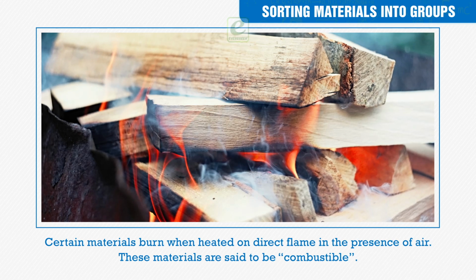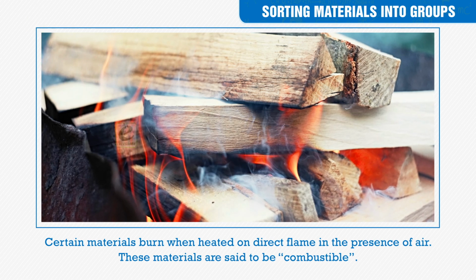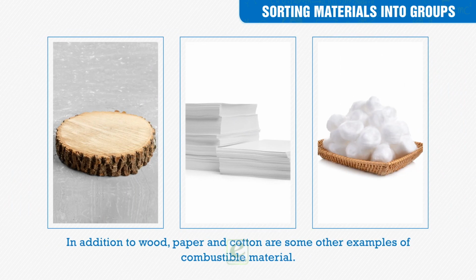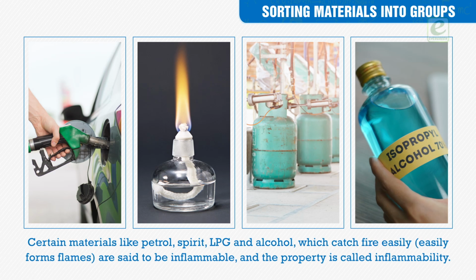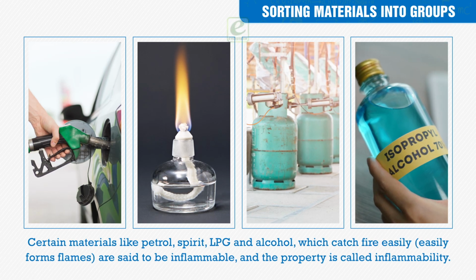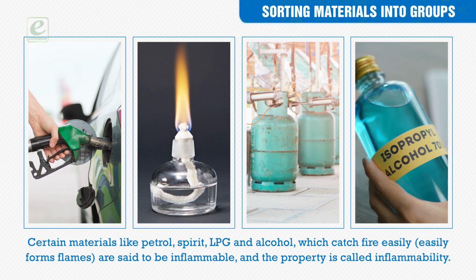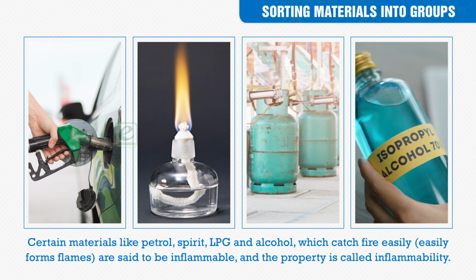Combustibility. Certain materials burn when heated on direct flame in the presence of air. These materials are said to be combustible. Wood, paper, and cotton are some other examples of combustible materials. Certain materials like petrol, spirit, LPG, and alcohol, which catch fire easily and form flames, are said to be inflammable, and the property is called inflammability.